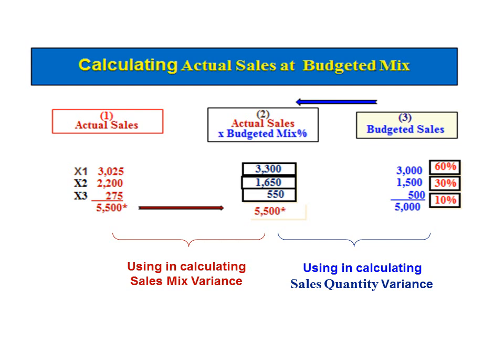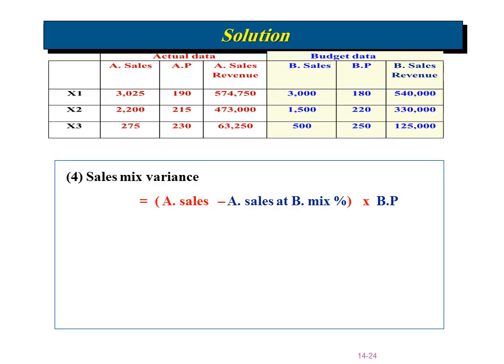Okay, after calculating the different units of sales, it's easy for me now to calculate the sales mix variance. Again, from my previous slide, I need actual sales, or I can get it from my table, but actual sales at budget mix percentage is calculated.